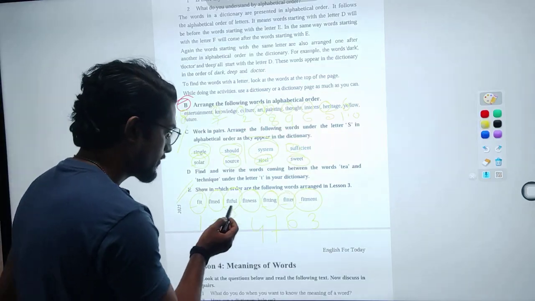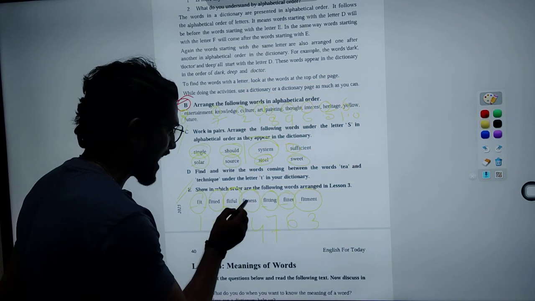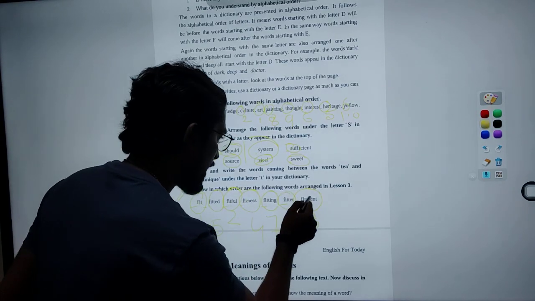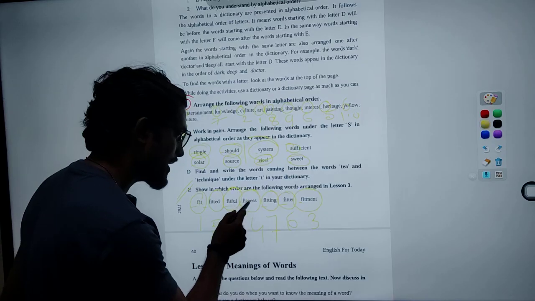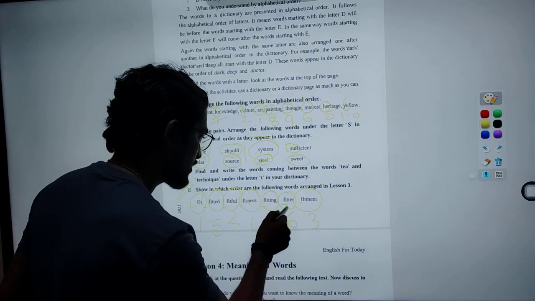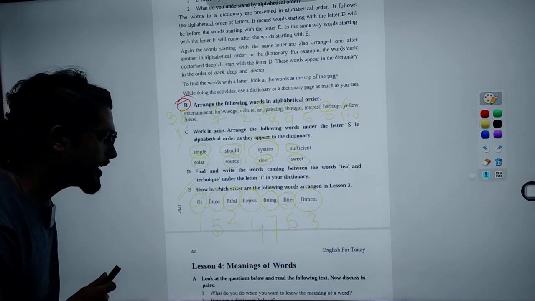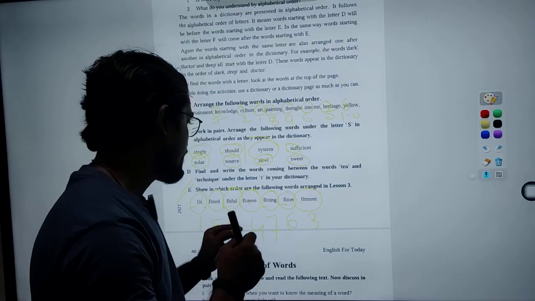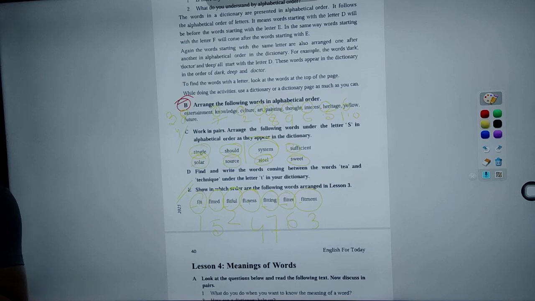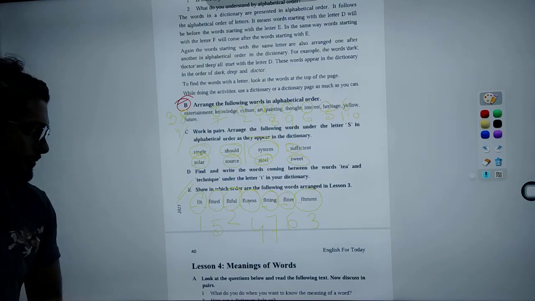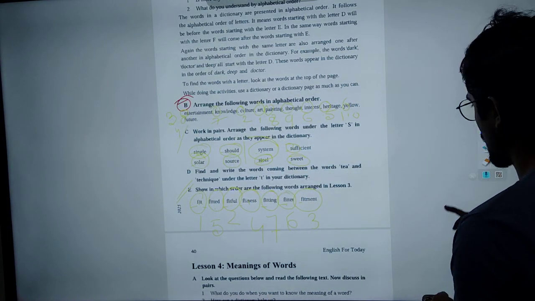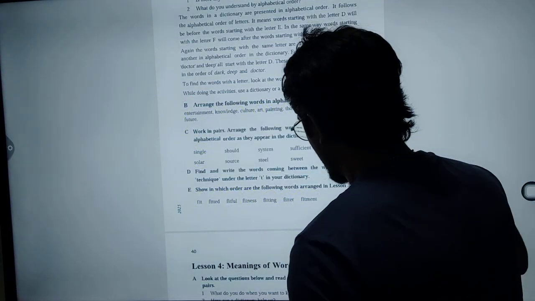Fit, fitful. So F-I-T, all are common. We will move to the F, M, N. Then after N, we will get fitted, fitter, fitting. So fit, fitful, fitment, fitness, fitted, fitter, and fitting. Note it down, please. Okay. Let's move on.